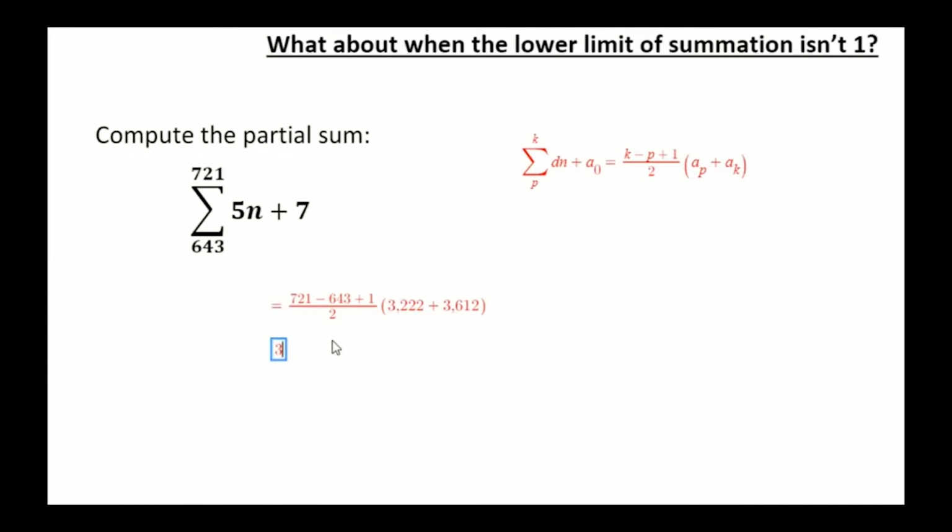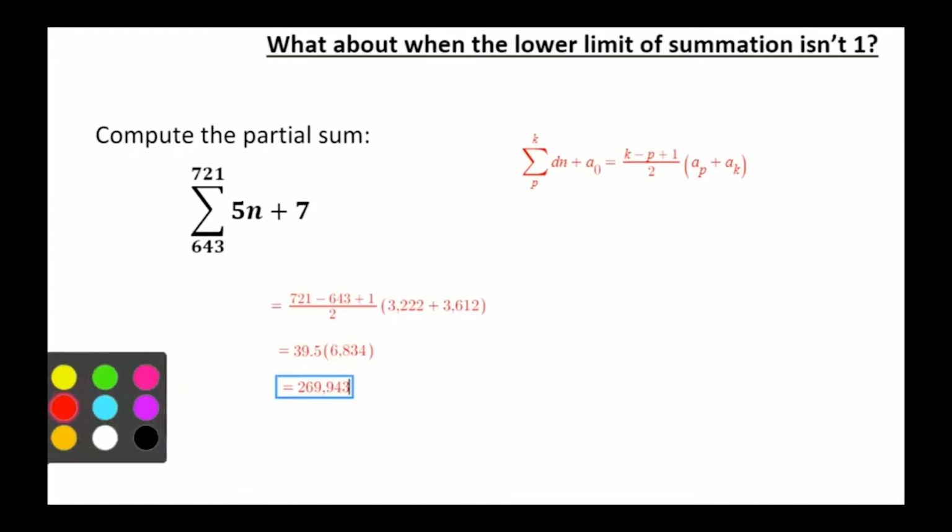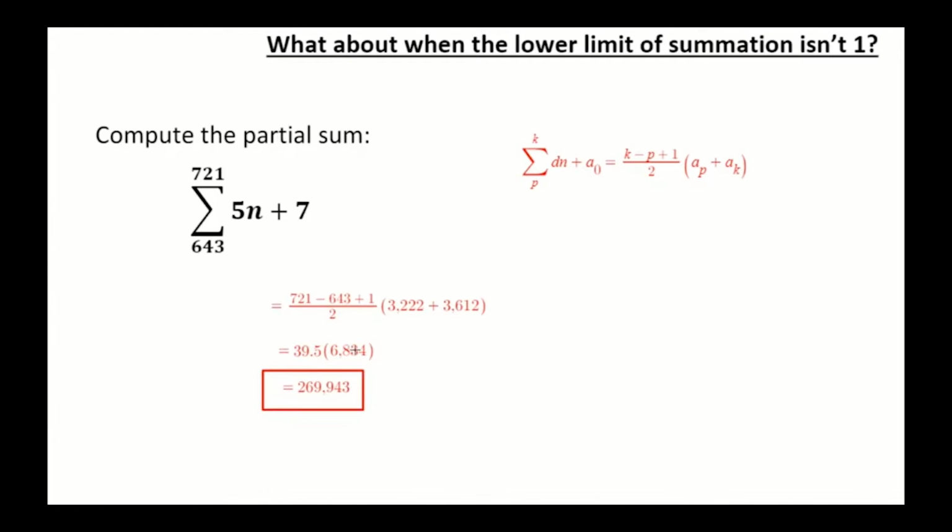So we get 39.5, so that's how many pairs there are, 39 and a half, because I guess we have an odd number of values. And then times 3,222 plus 3,612, which is 6,834. So when I multiply those two together, I should get my overall sum, which is this lovely number, 269,943.